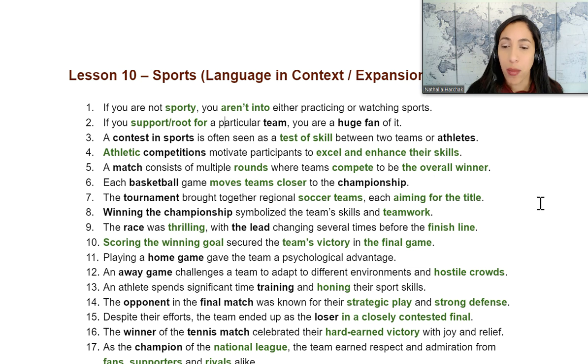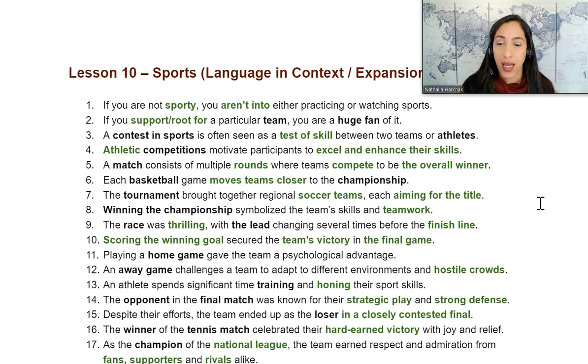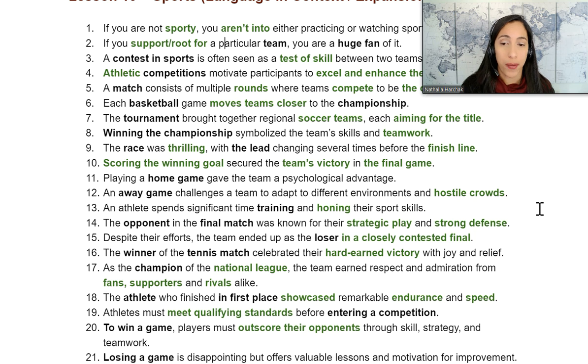Each basketball game moves the team closer to the championship. So as you win games, you get closer to the final game, and as a result, you get closer to possibly winning the championship. Okay? The tournament brought together regional soccer teams, each aiming for the title. They were focusing on the title. Winning the championship symbolized the team's skills and teamwork. Teamwork is when people work together.